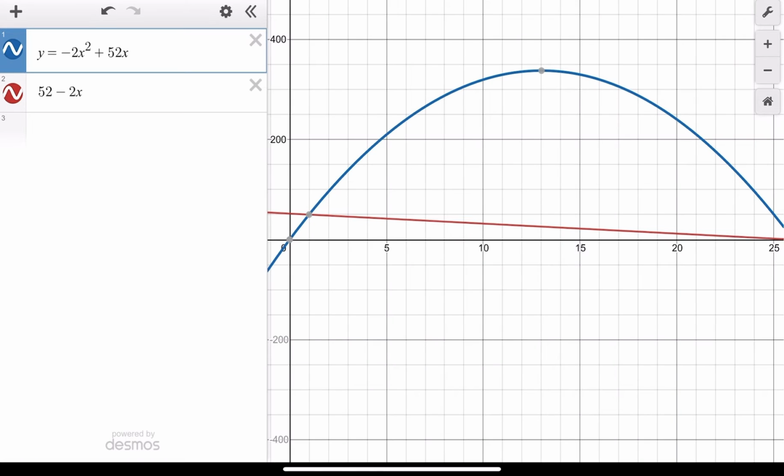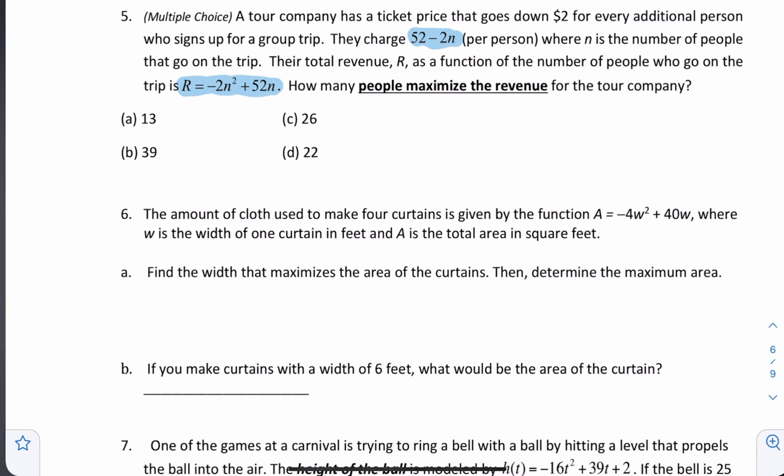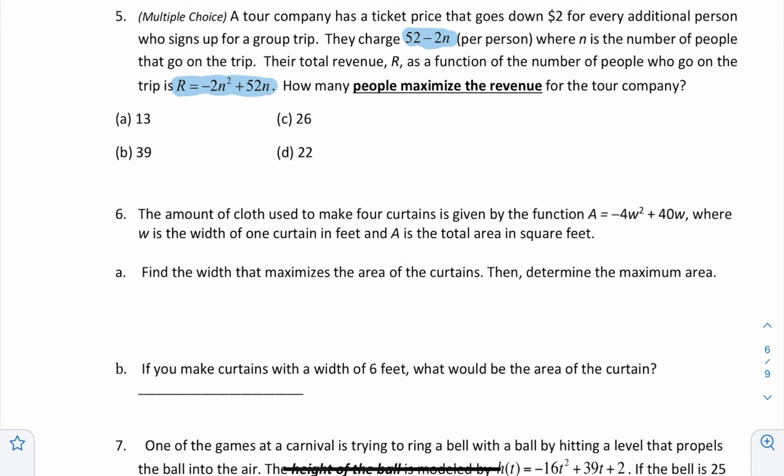But again, I'm looking at my revenue function, which is the first one I had. And if there are 13 people, that's where I make the most money. When there are 13 people that show up, 13 people maximizes my revenue at $338. Again, the people were the input. N was the number of people. So when I graphed in Desmos, x was the number of people.